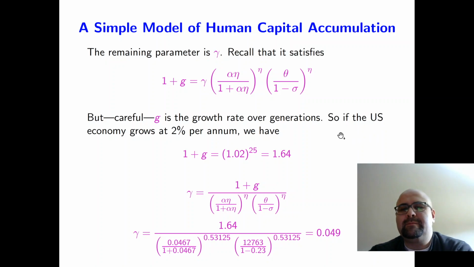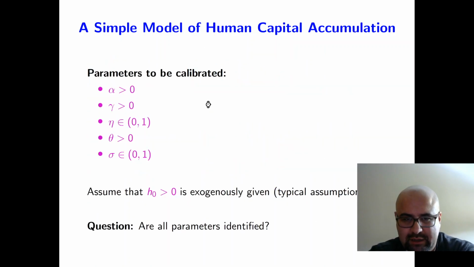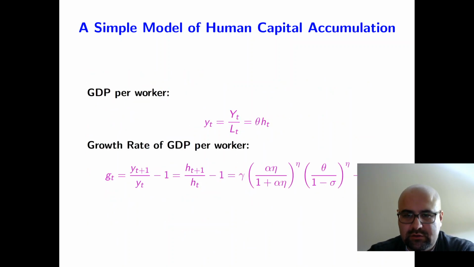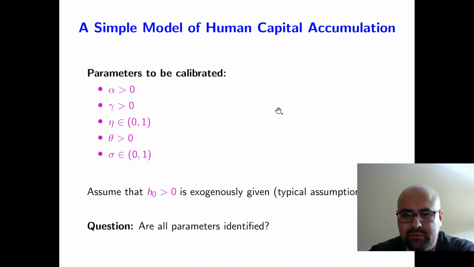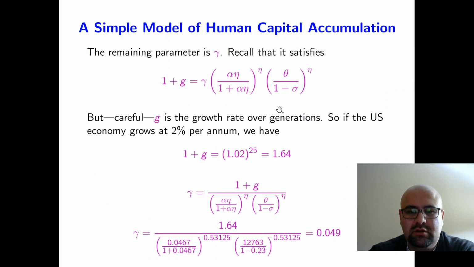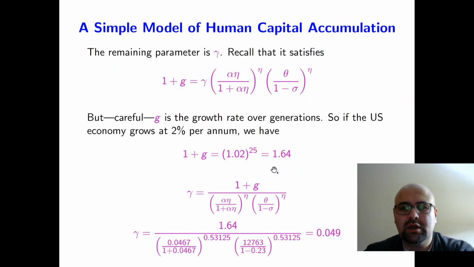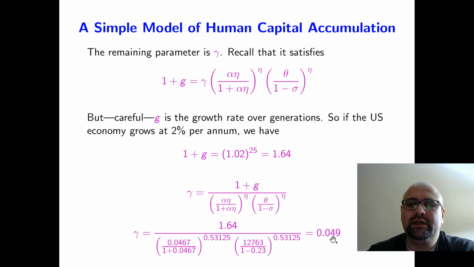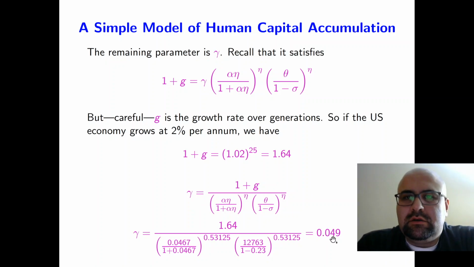Okay. Then, of course, I will use the growth formula. This is the formula that I derived here, you see. So this is the growth rate of the economy. So that growth target in generational terms, this is the growth rate of GDP per worker per generation, it's 1.64. This target implies a gamma of nearly 5%. Okay, so now I have all the parameters I need.